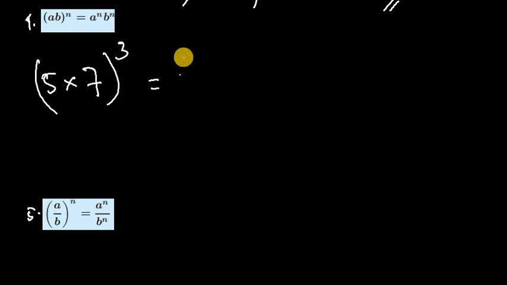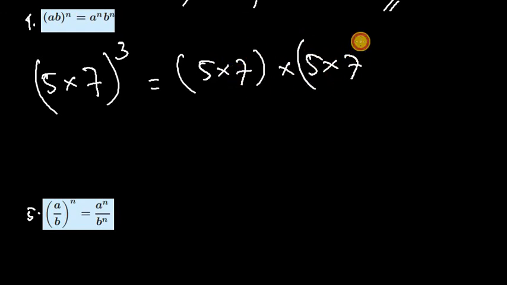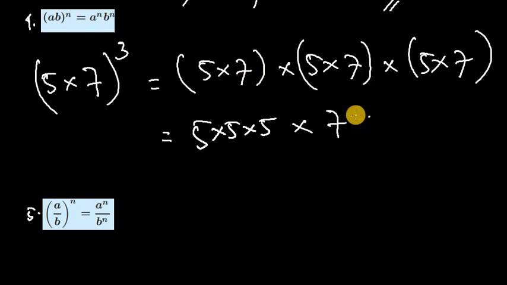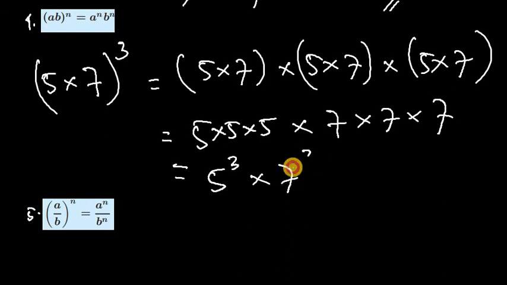Remember, in the bracket, we can write it as 5 times 7 times 5 times 7 times 5 times 7. Now we can make it into 5 times 5 times 5 times 7 times 7 times 7. We will have 5 to the power of 3 times 7 to the power of 3.